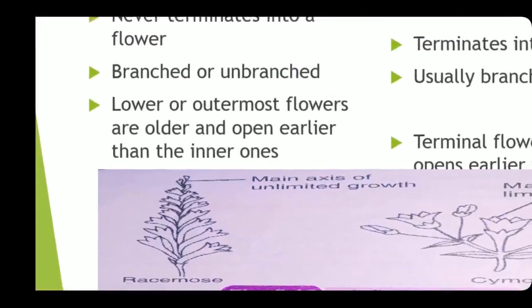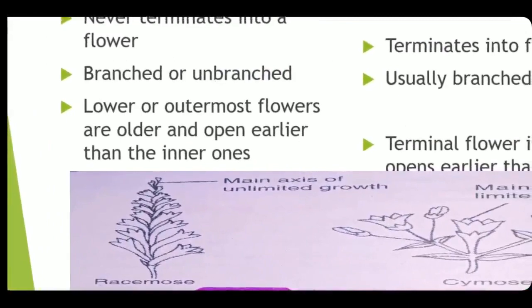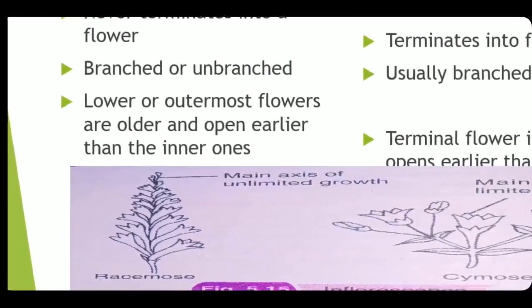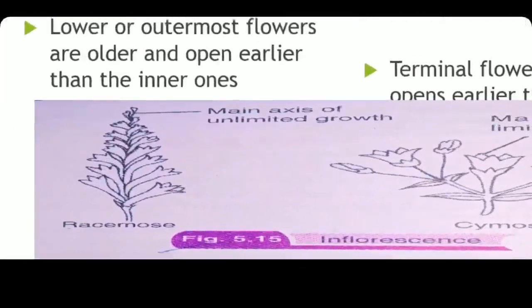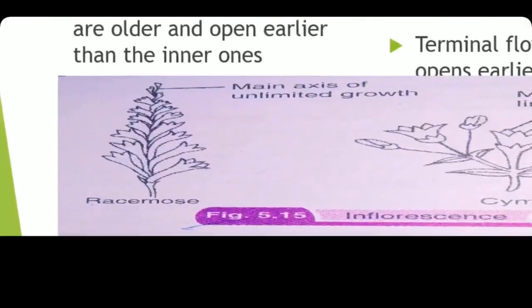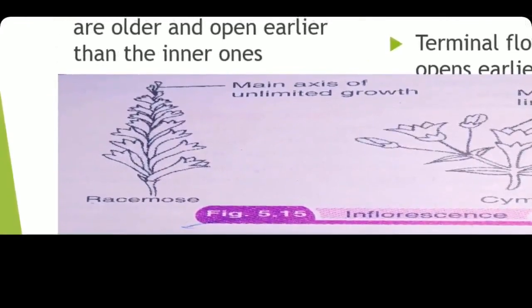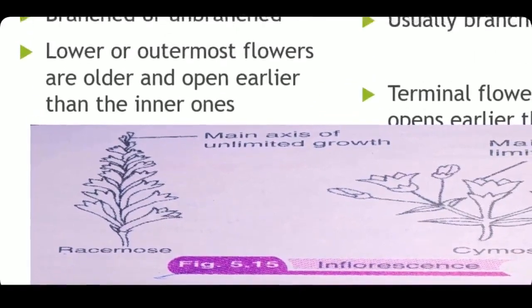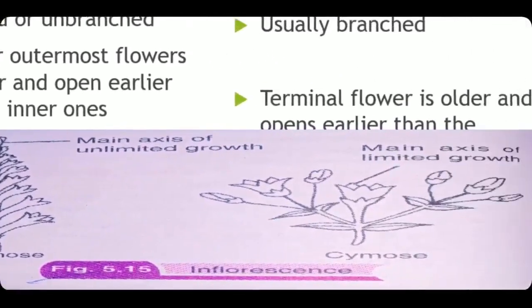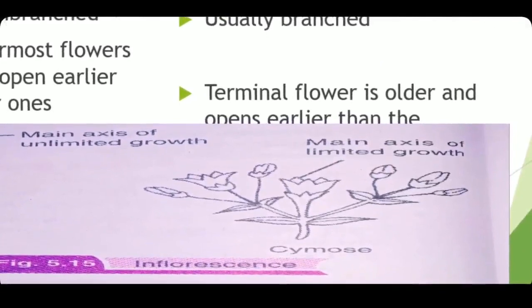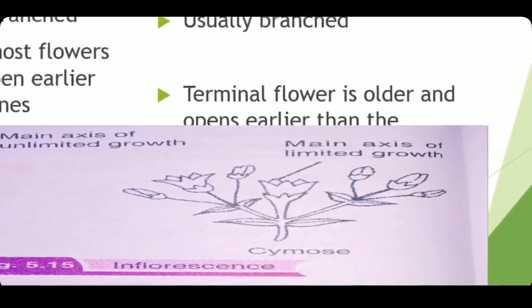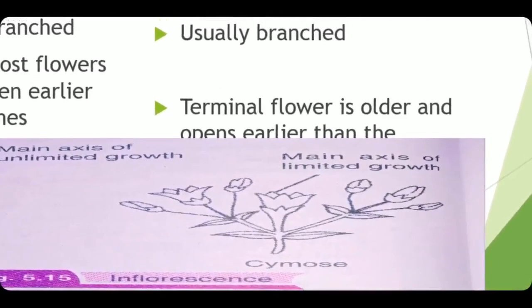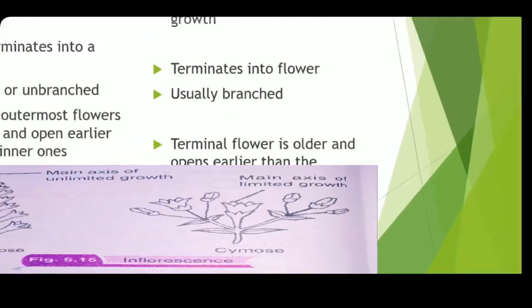Then in racemose, the lower or outermost flowers are older and open earlier. Here you can see that the flowers which are lower are the oldest flowers, and they are present on the outer side. And in cymose, the terminal flower, the flower present at the axis, is the older flower and opens earlier than the lateral ones.